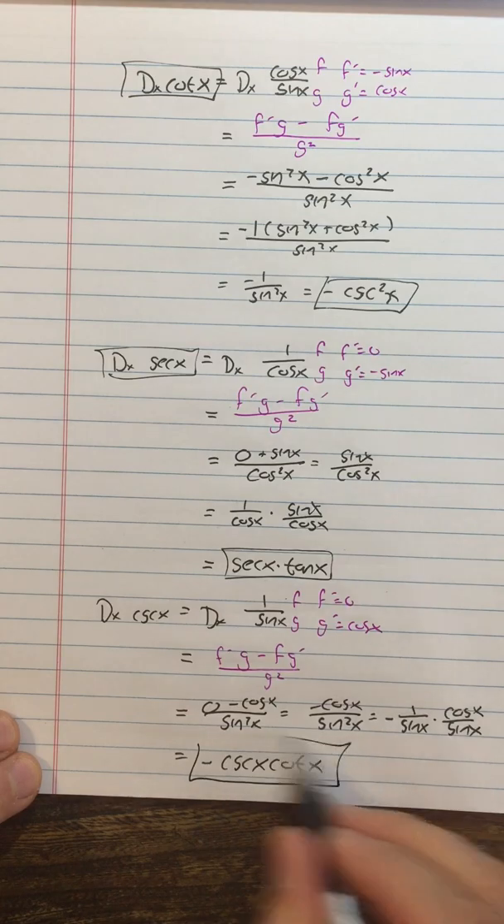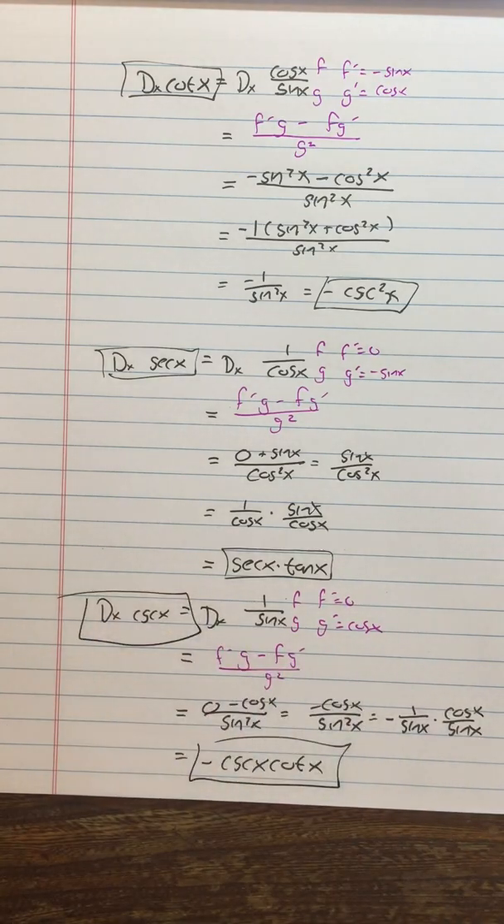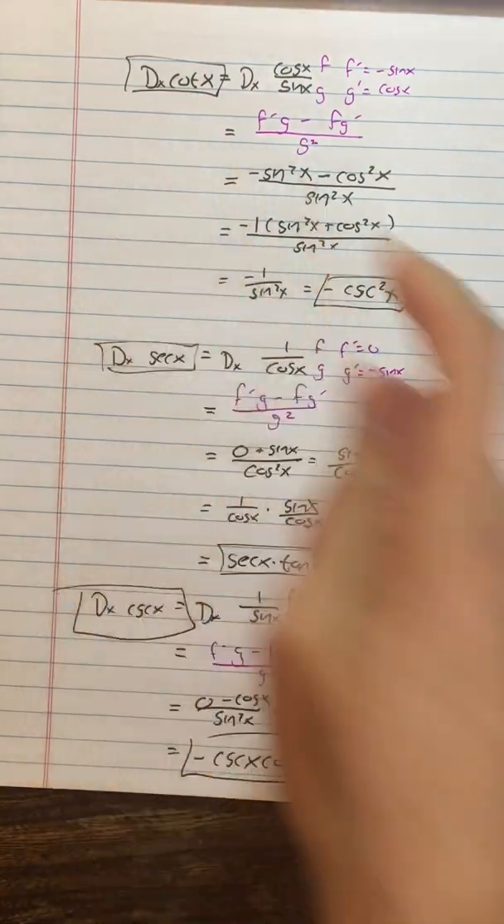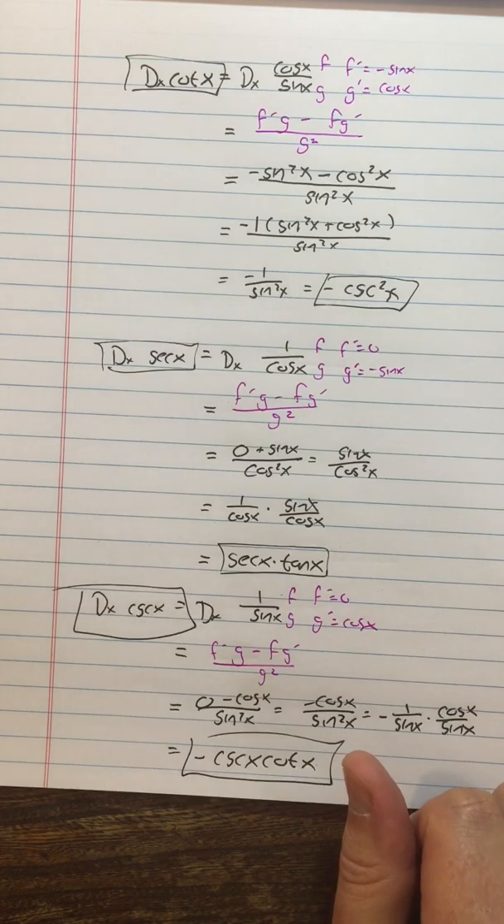All right, so now you have 4 more derivatives to add to the derivatives that you should know. So you don't have to derive these every time. You're just going to know when you see derivative of cotangent, you're going to go, oh, I know that's negative cosecant squared.